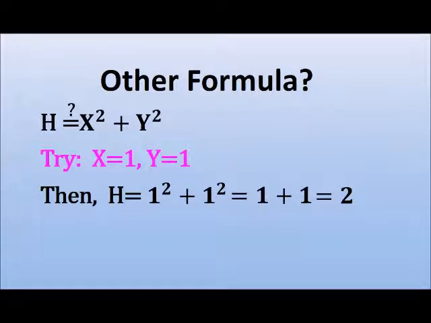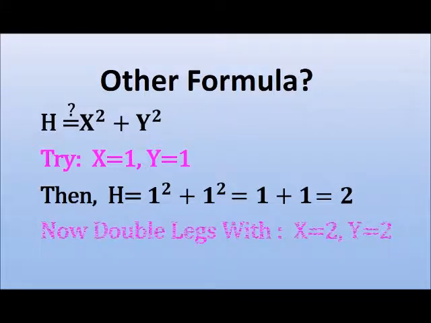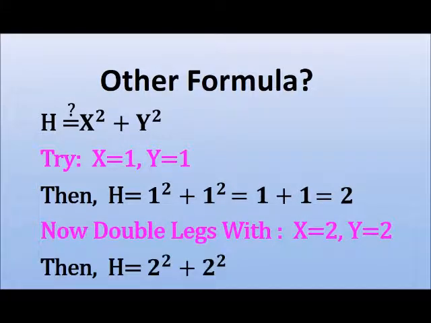Assuming that we accept this as the correct answer, even though it isn't, let's see what happens when we double the legs to each have a length of 2. Now, plugging in the numbers, we see that h equals 2 squared plus 2 squared, or 4 plus 4, which equals 8.